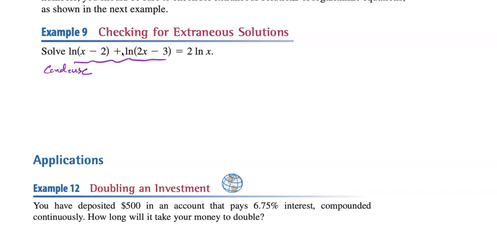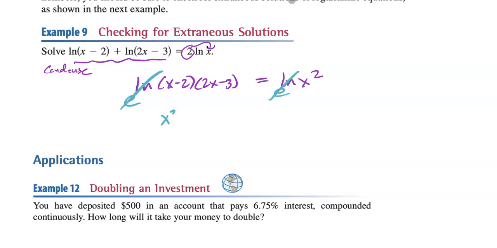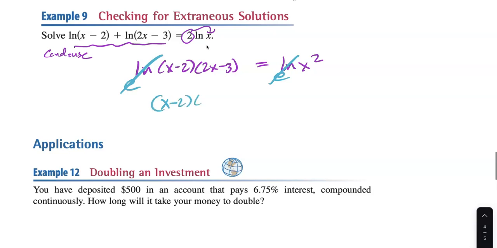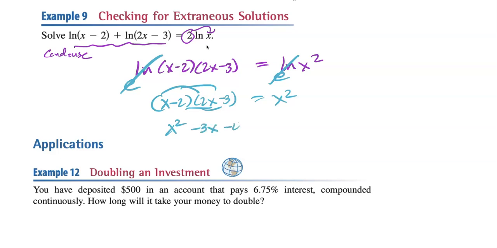Plus means multiply, so this becomes natural log of (x minus 2) times (2x minus 3) equals, on this side, we're going to try to move this. We can't take e yet because that 2 is in the way. Let's move this up here: natural log of x squared. Now there's only a log on each side. I can take e of both sides. These cancel out, and I get x minus 2 times 2x minus 3 equals x squared. So we have a quadratic we have to solve. First, let's distribute: x squared minus 3x minus 4x plus 6 equals x squared.